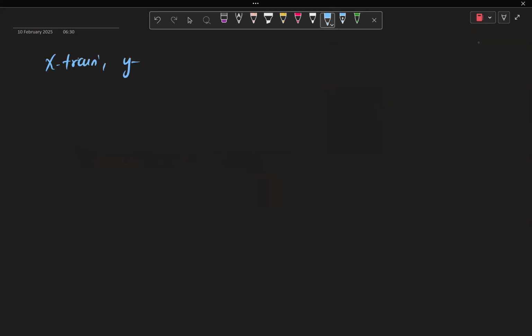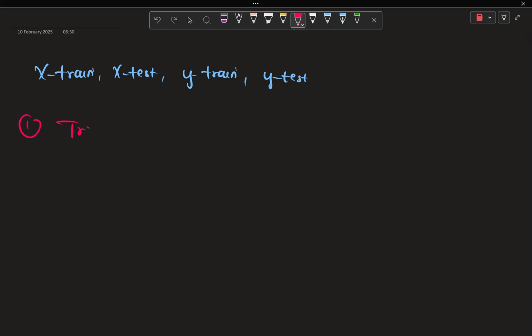X train, Y train, and what else have you received? Let me write it in sequence. When you apply train test splitting, what kind of data have you received? X train, X test, Y train, Y test. Yes or no? Yes. Now, step number 1, you will train the model.